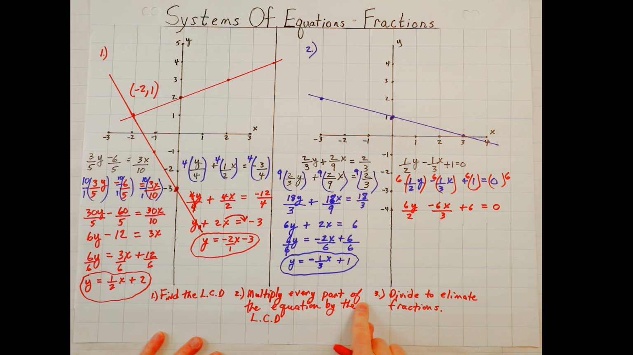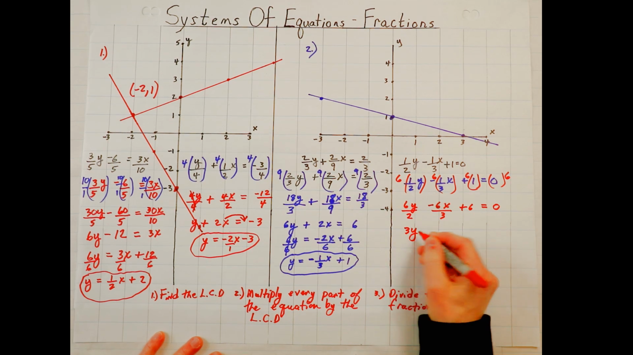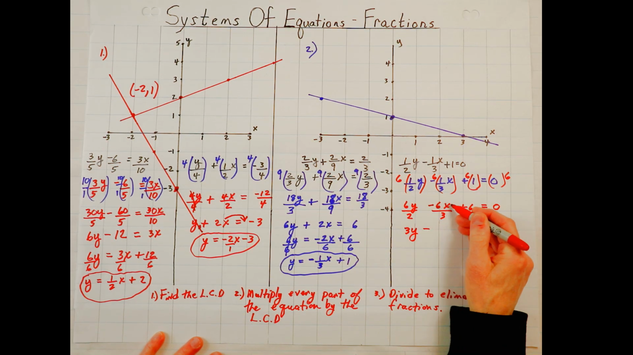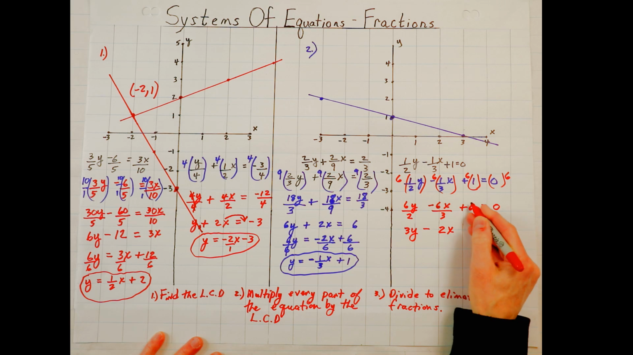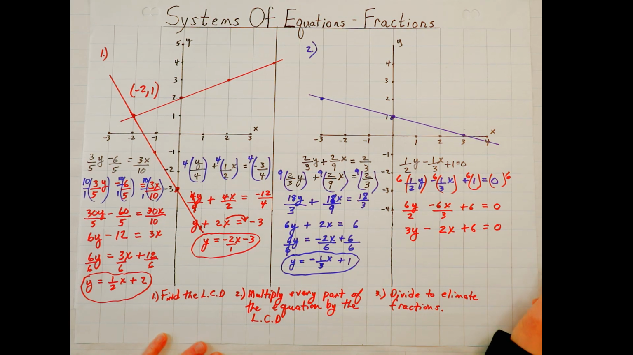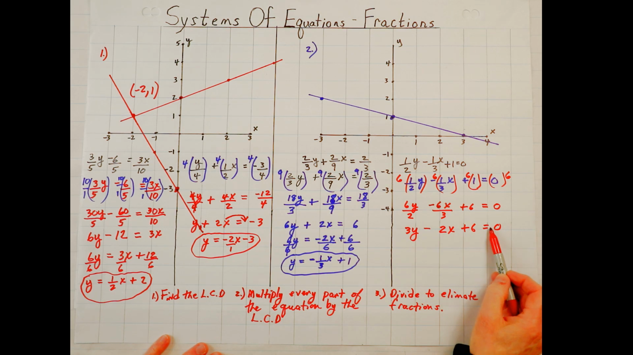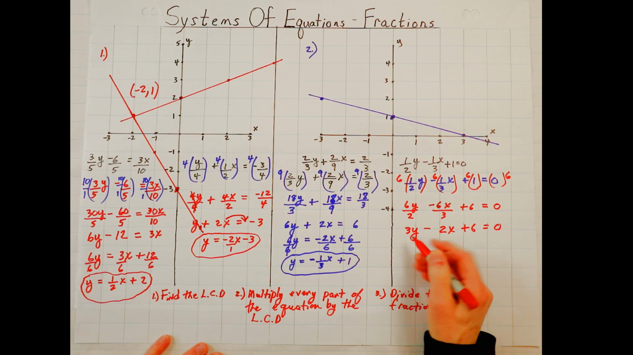So we just finished step 2. Step 3, divide to eliminate the fractions. So 6y divided by 2 is 3y. 6x divided by 3 is 2x. Bring down the plus 6 equals 0. Now, to get y by itself on the left-hand side of the equal sign, we've got to move the 2x over, got to move the 6 over.